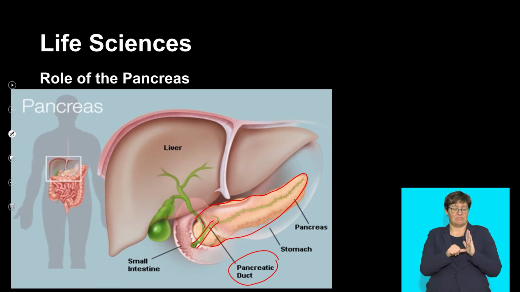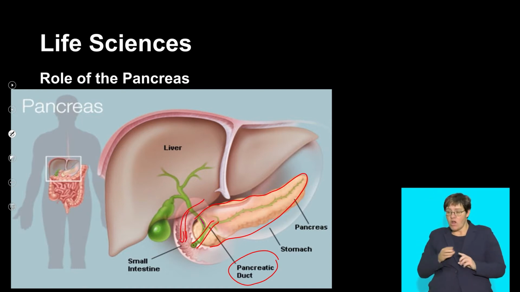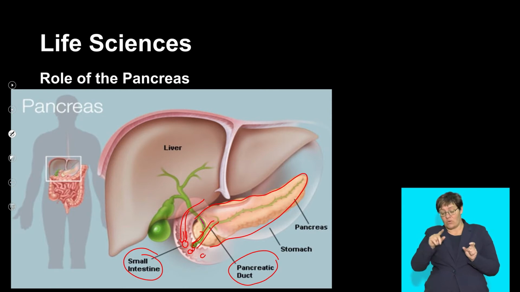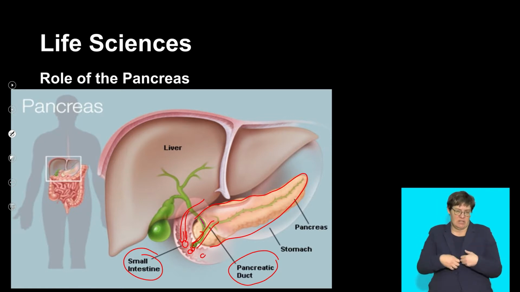So we have food that comes in from the stomach into the first part of the small intestine called the duodenum. And it is in the duodenum that the pancreas releases enzymes that now carry out the enzymatic function. So essentially breaking down the products of digestion from the stomach using enzymes. And that we refer to as the enzyme function of the pancreas.